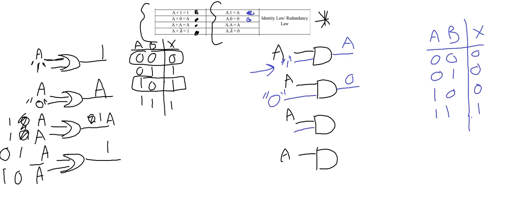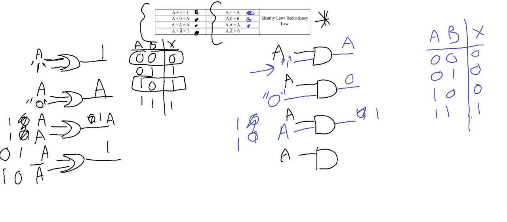Okay, so A and A. So that means you're either going to have 0, 0 and the output will be 0, or you're going to have 1, 1 and the output's going to be 1. So it's going to follow the inputs, which is why A and A is going to equal A.